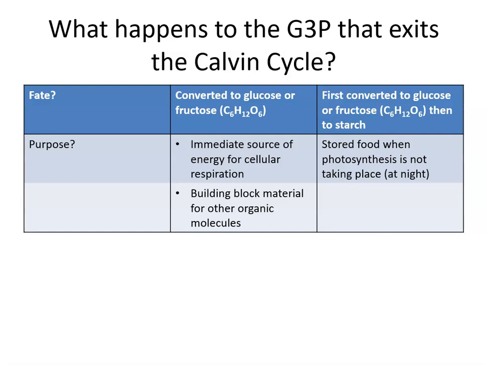Another possible fate of the G3P is it can first be converted to glucose or fructose, and then to starch, which is the storage molecule in a plant for excess food. This is particularly important for plants to have at night when photosynthesis is not taking place, but they still need to have a source of food to continue doing work and surviving.